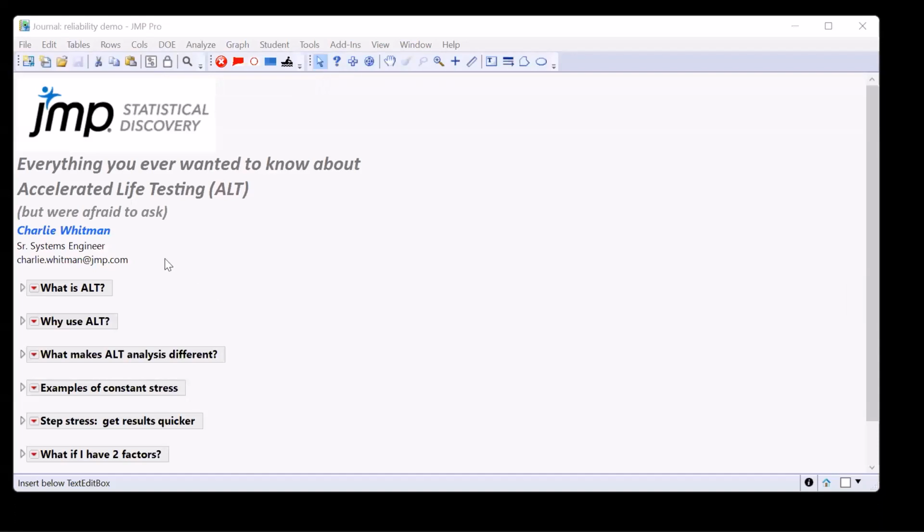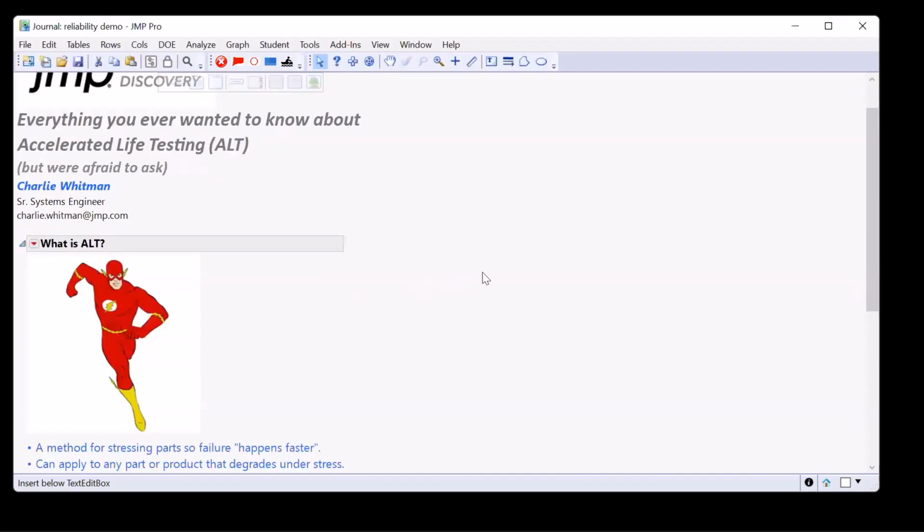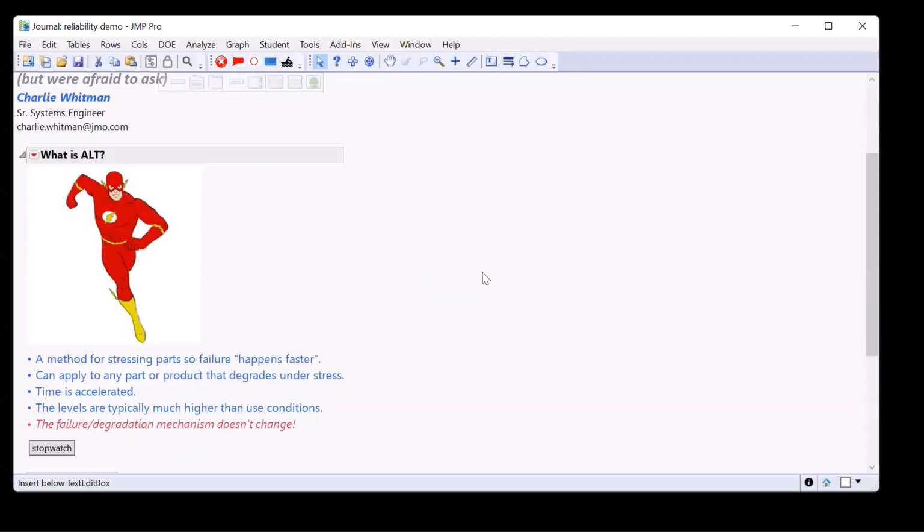Here we go. Okay. So the title of the talk is Everything You Ever Wanted to Know About Accelerated Life Testing, ALT, but We're Afraid to Ask. So we're going to be covering a few different topics here. First, I just want to start off with what is ALT? An ALT is basically a method we use for stressing parts so that things happen faster. We just want to make the clock run a little faster.